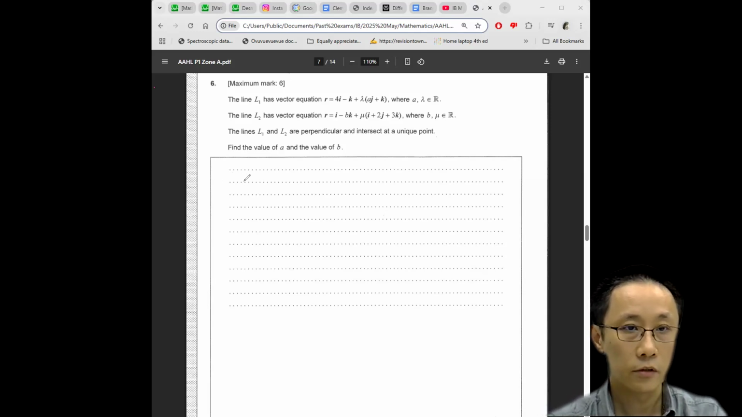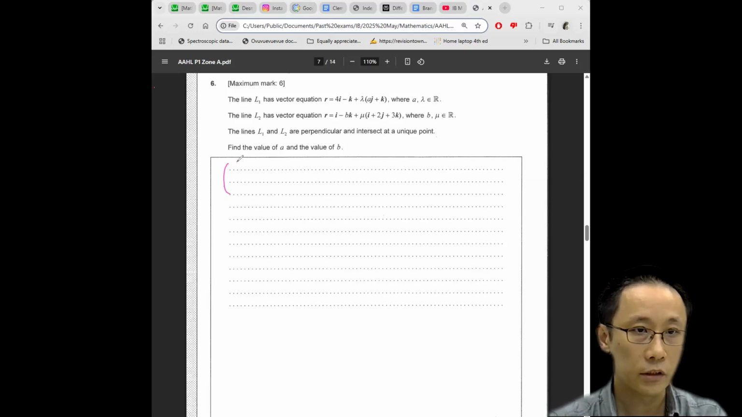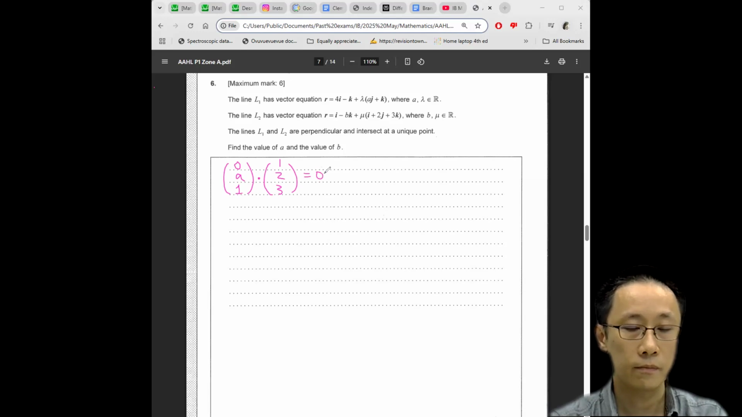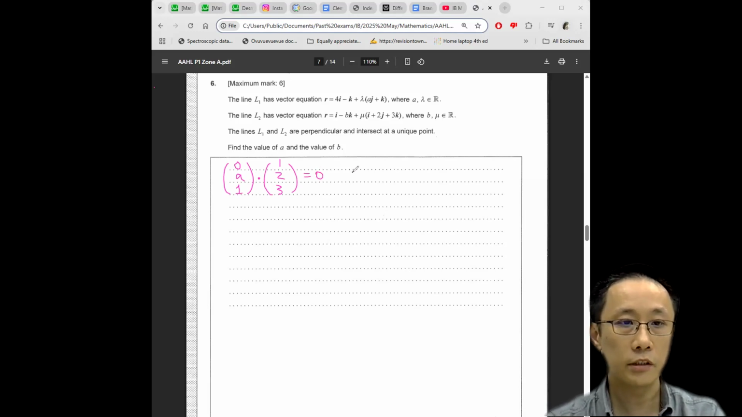So reading off the components of the direction vector, we have 0, a, 1 from the first line and 1, 2, 3 for the second line. Setting the dot product equal to 0, we have 2a plus 3 equals 0, leading to a equals negative 3 over 2.